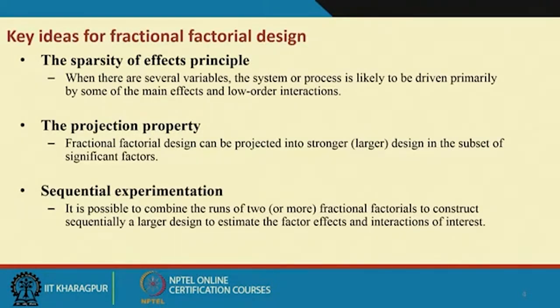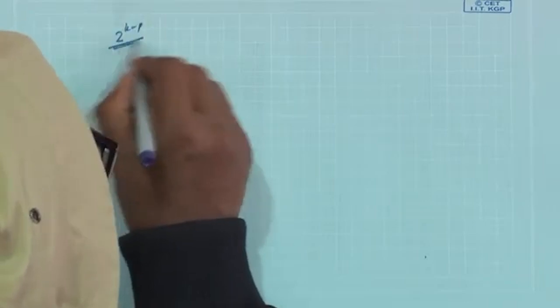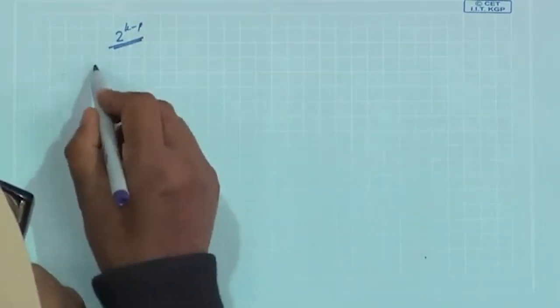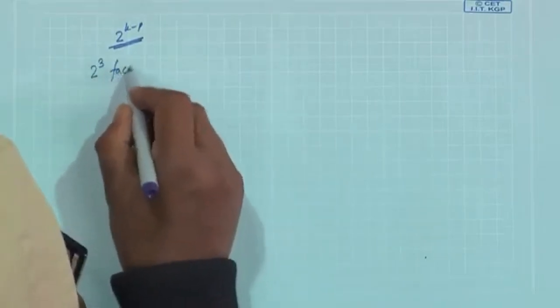Now, the next question is fine. When I have a large number of factors, I want to screen out the factors and I want the future direction of experimentation, I will go for fractional factorial design. But then you may be interested to know what we mean by fractional factorial; that part I have not told you. I told you about the 2 to the power k minus p fractional factorial design. You just consider a case with a 2 to the power 3 factorial design.